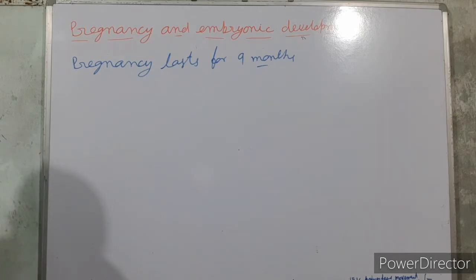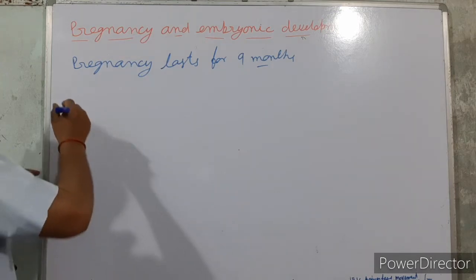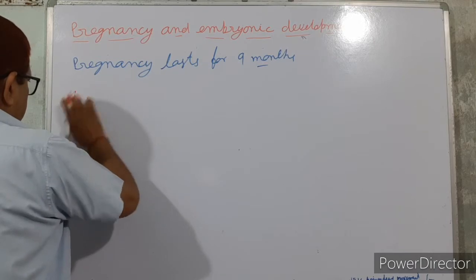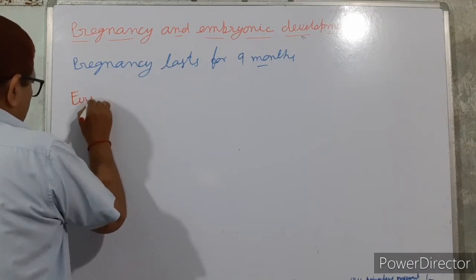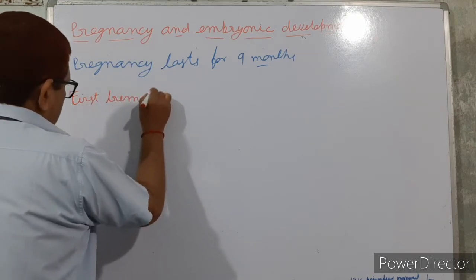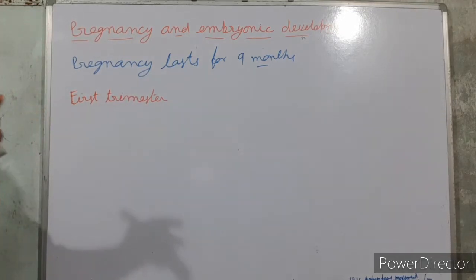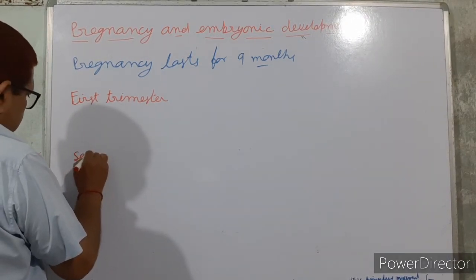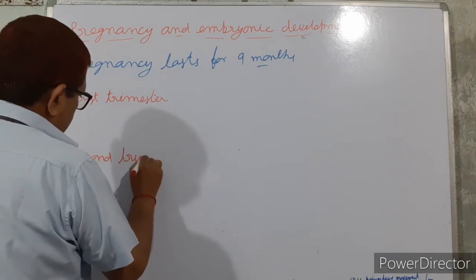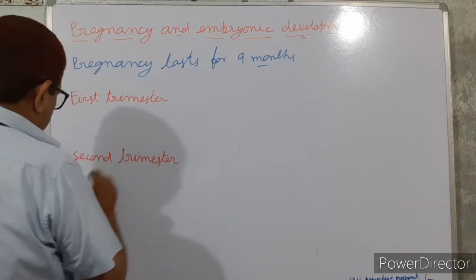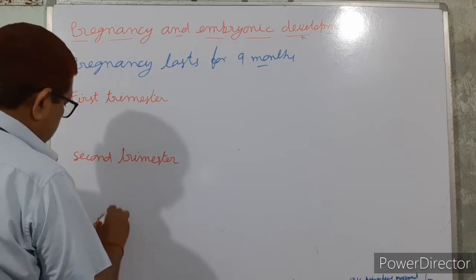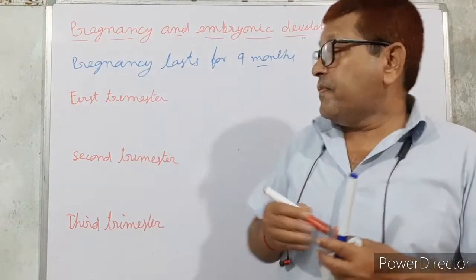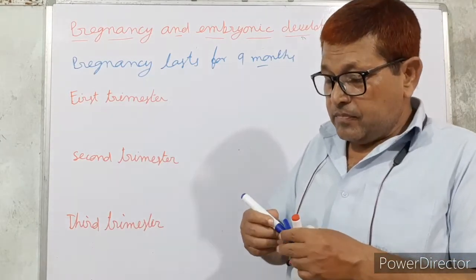First trimester, second and third. So three trimesters are there: first, second and third.